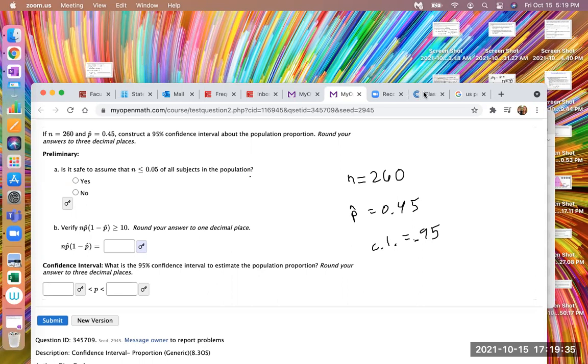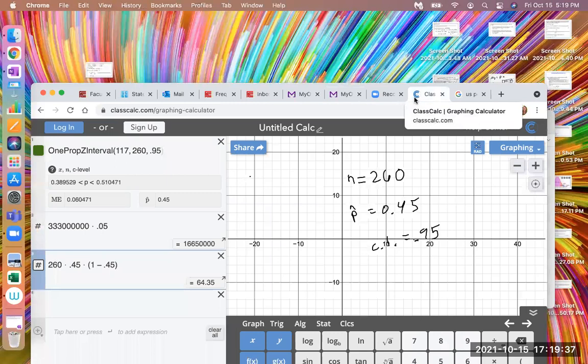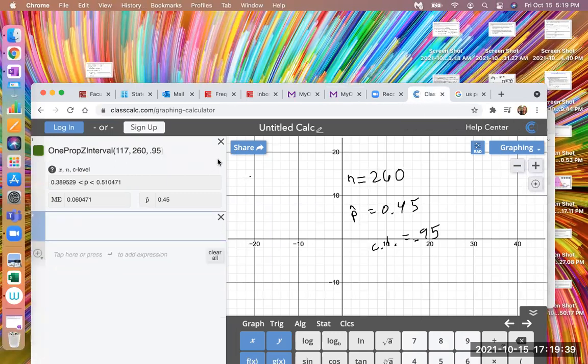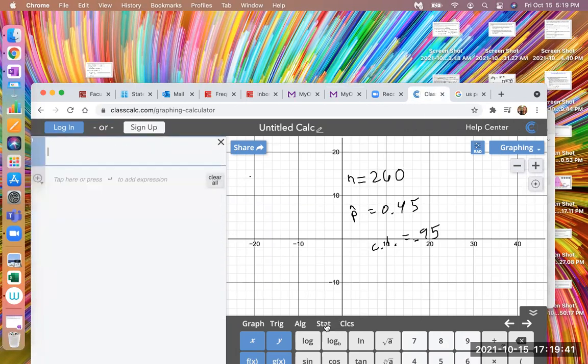So I just go to my calculator now, and I go to stats and then to tests.